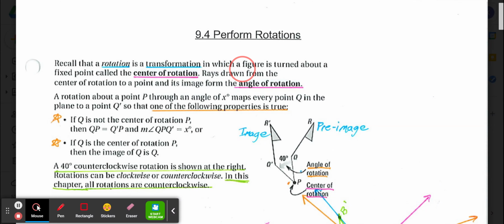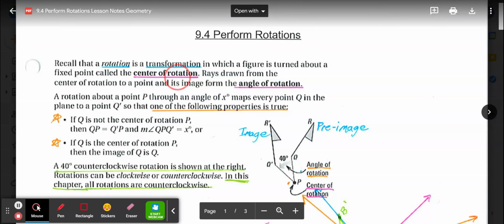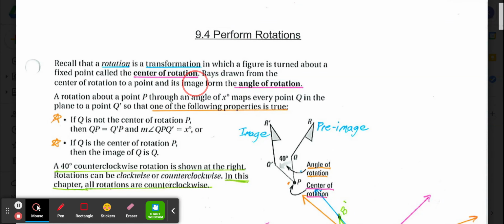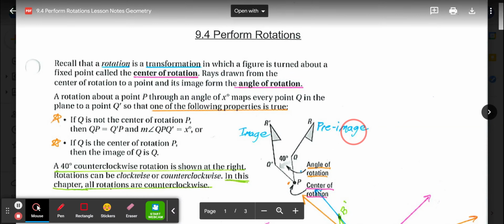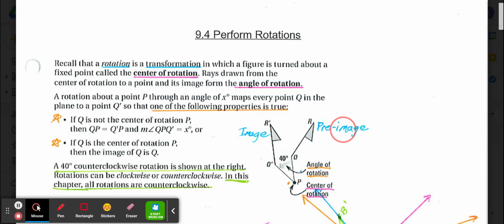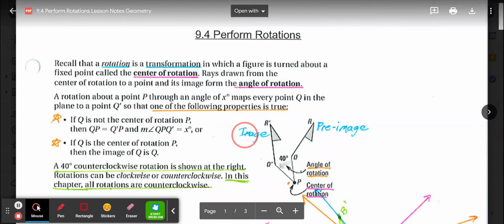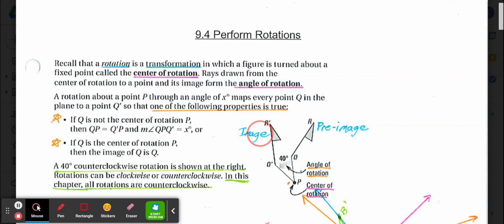Rays are drawn from the center of rotation to a point and its image, and that forms the angle of rotation. So that's how we measure our rotation, is we would line up a point on the pre-image and draw a ray through that, and then we would draw a ray through a corresponding point on the image, and when we measure the angle that those create, we get the angle of rotation.